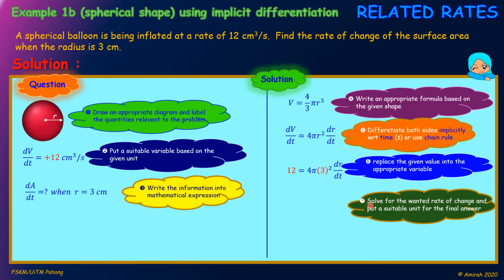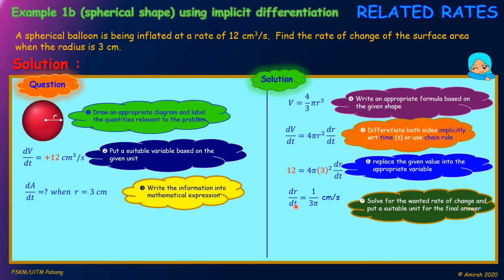Okay, and then step 7, solve for the wanted rate of change and put a suitable unit for the final answer. So we write dr over dt as the subject. So we have 12 over 36 pi here, and after we simplify, we have 1 over 3 pi. So now we have dr over dt.